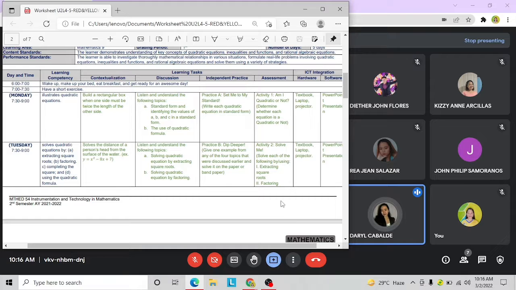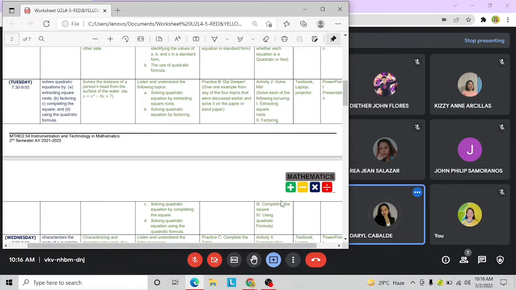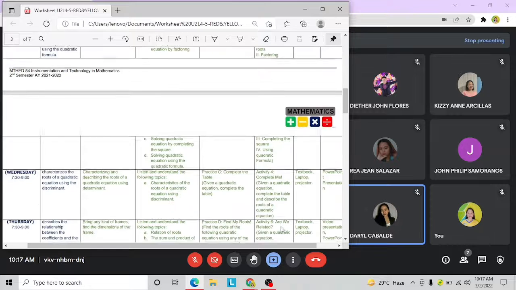So the assessment is Solve Me, activity 2. Solve each of the following by using extracting square roots, factoring, completing the square, and using quadratic formula. Lastly is the ICT integration. So we have hardware and software. We use hardware like textbook, laptop, or projector. And then the software will be the PowerPoint presentation.